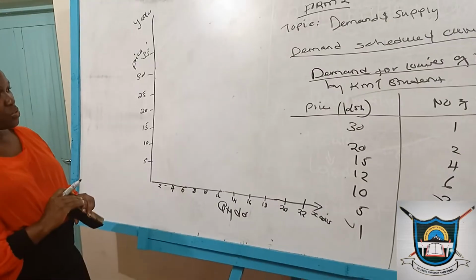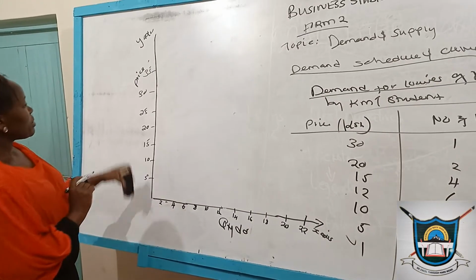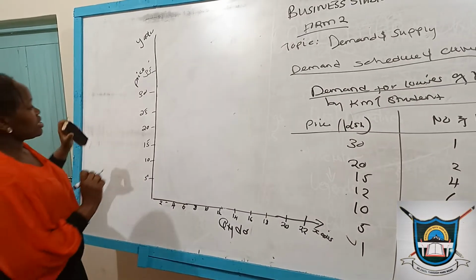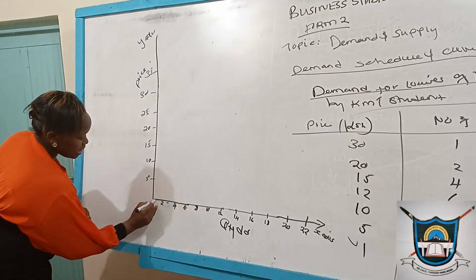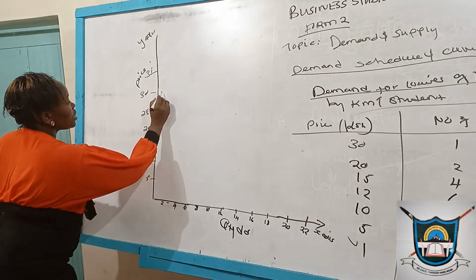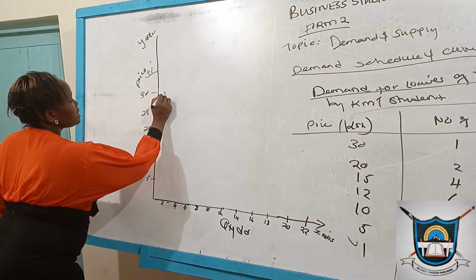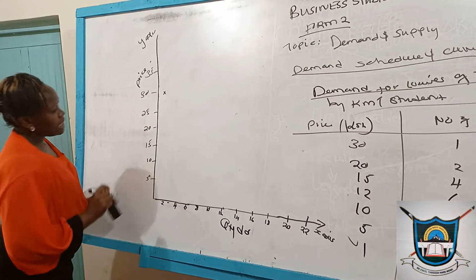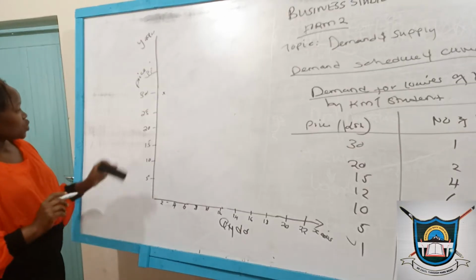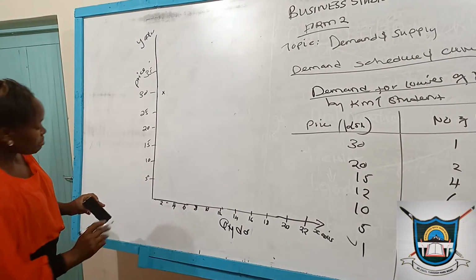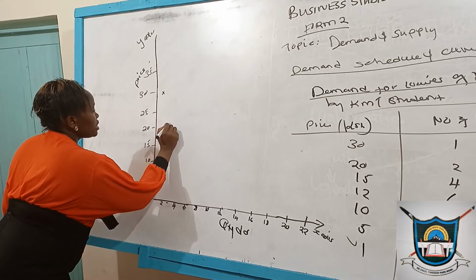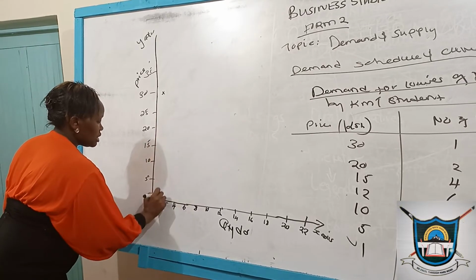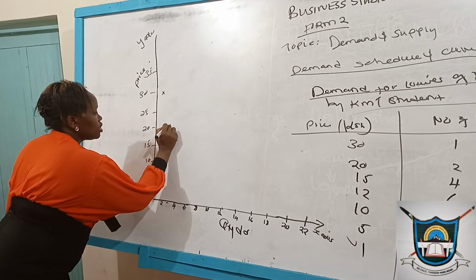Looking at the schedule, at price 30, and remember we have the price on the y-axis, the quantity demanded is 1, so we take 1 around here. At price 20, the quantity demanded is 2. So this is where we have our point.